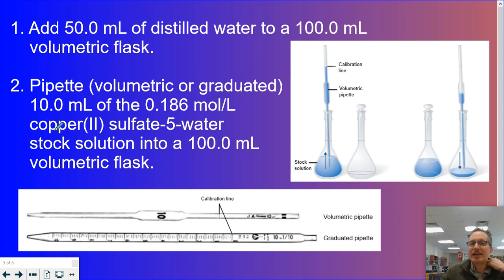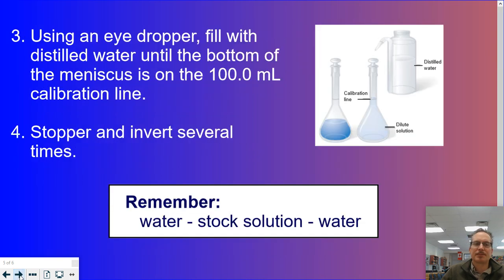So I am pipetting 10 milliliters of my initial concentration of the copper 2 sulfate, the 0.186 moles per liter, and I'm going to pipette that into the volumetric flask following the water. So I started with water, I then pipette 10 milliliters over, and I'm going to sandwich it: water, then copper 2 sulfate.